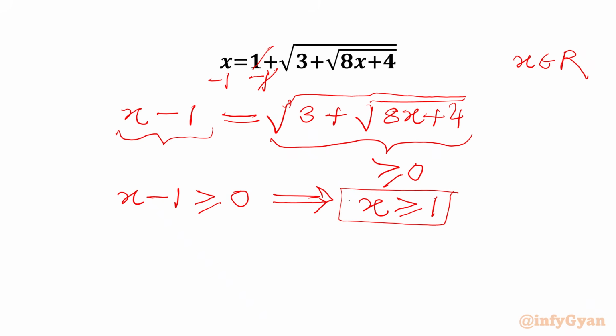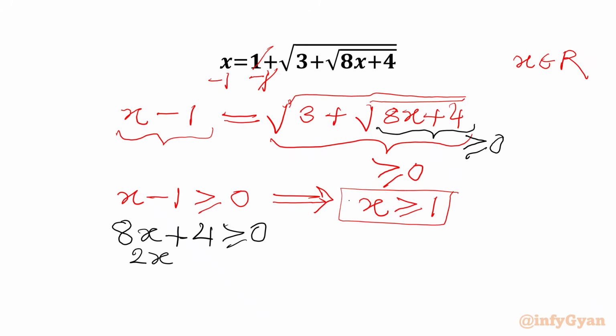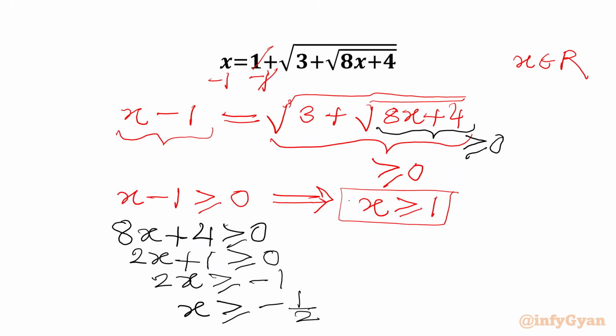Now we have the radicand 8x plus 4 over here, which must be non-negative. So we write 8x plus 4 should be greater than or equal to 0. We divide both sides by 4 and get 2x plus 1 greater than or equal to 0. We subtract 1 from both sides and get 2x is greater than or equal to minus 1. By dividing by 2, we get our second inequality: x should be greater than or equal to minus half.